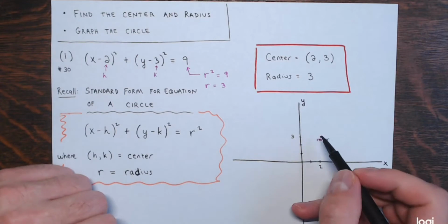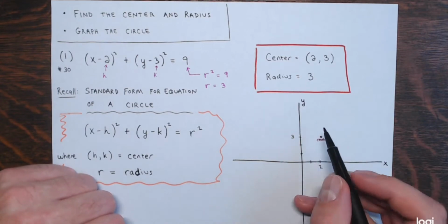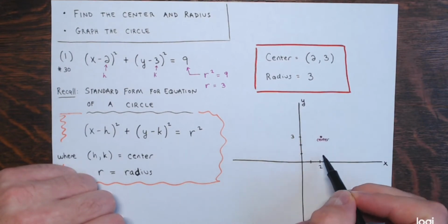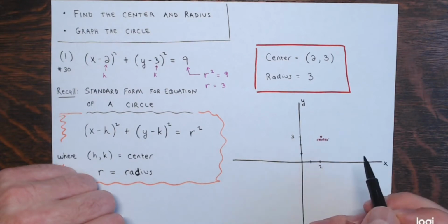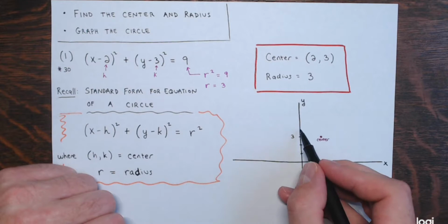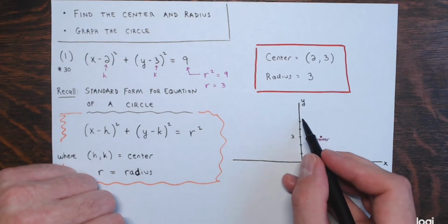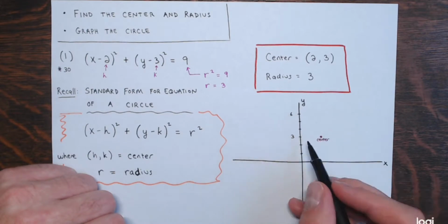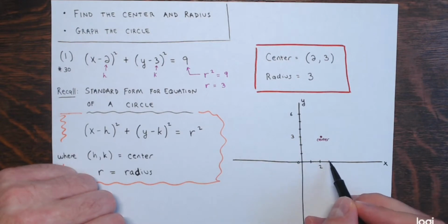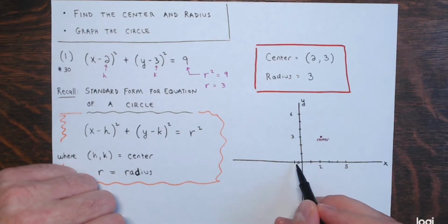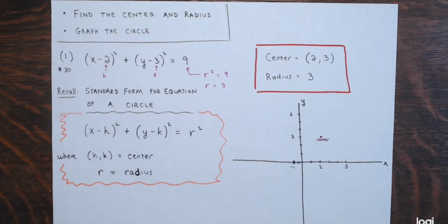So the easiest points to find are the points directly above and below the center and directly to the right and left of the center. So I'm going to go 3 units above the center, 3 units below the center, 3 units to the right of the center, and 3 units to the left of the center. All right, let me plot these points.